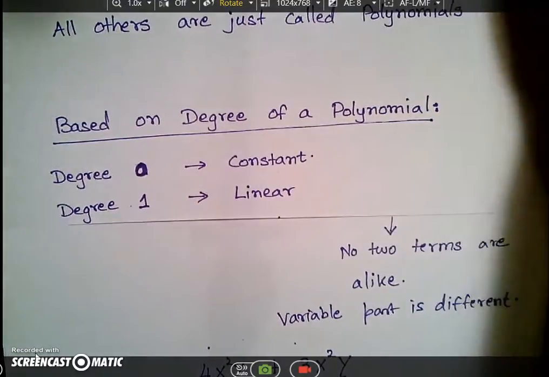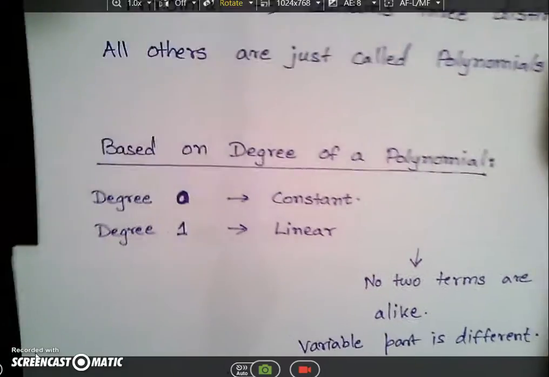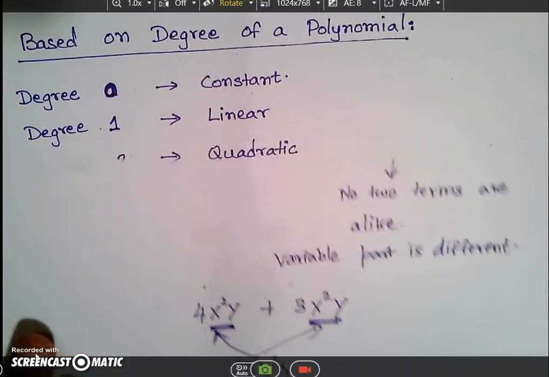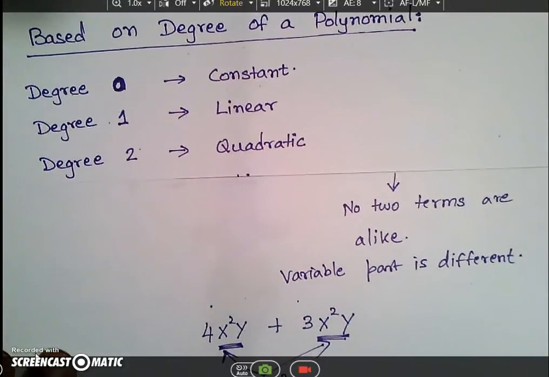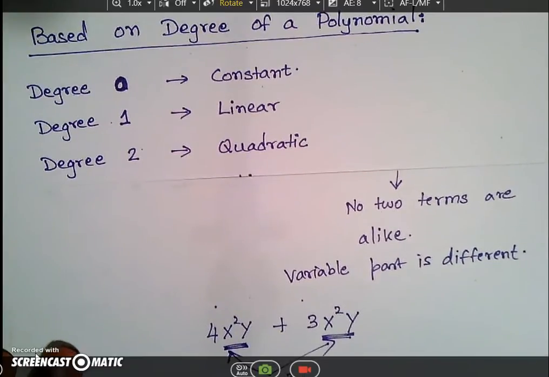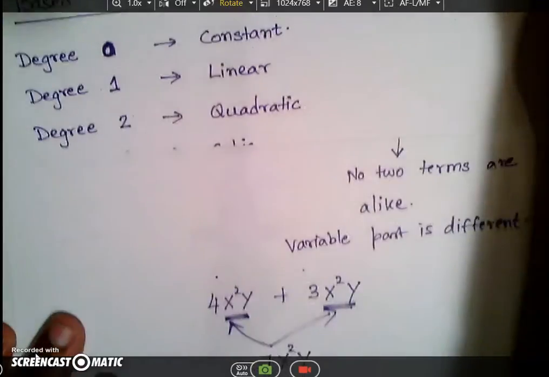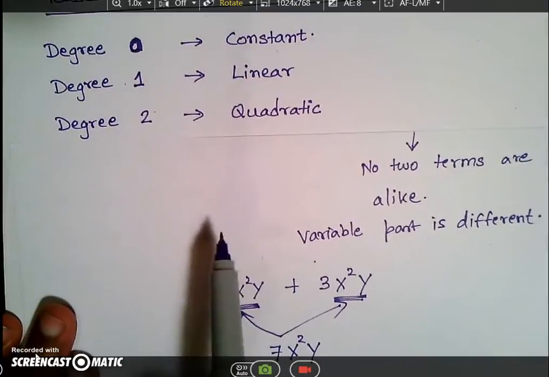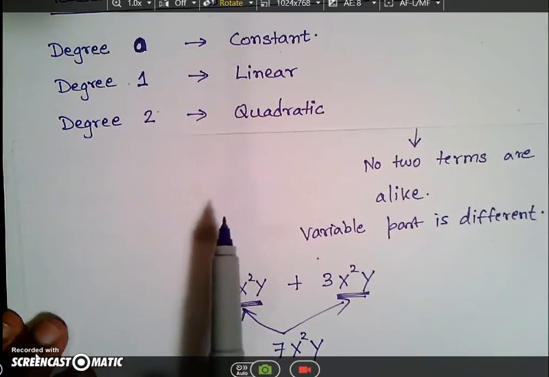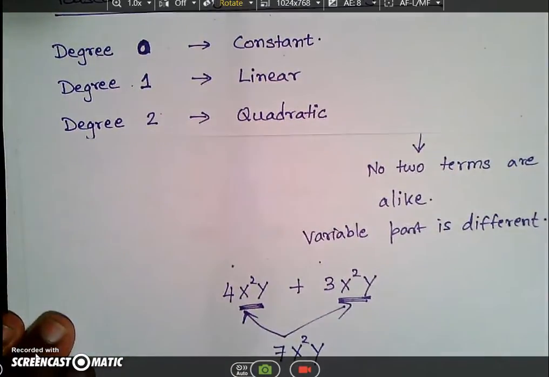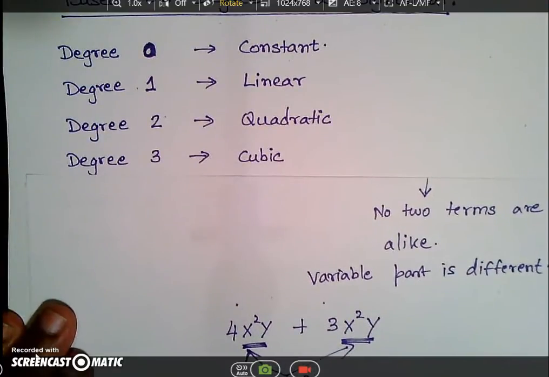If the degree is 2, it's called quadratic. Some of you might think quad means 4, but quadratic is degree 2. There is always this confusion that happens. We will look at why it is called quadratic in class. So degree 2 is quadratic. Degree 3 means it is cubic.